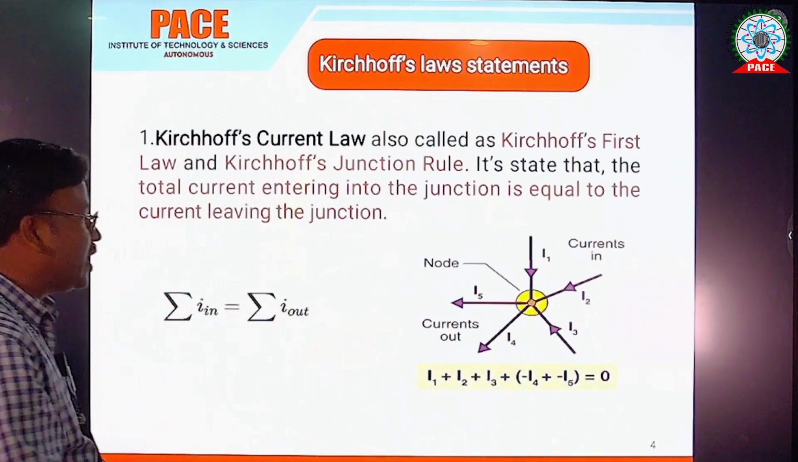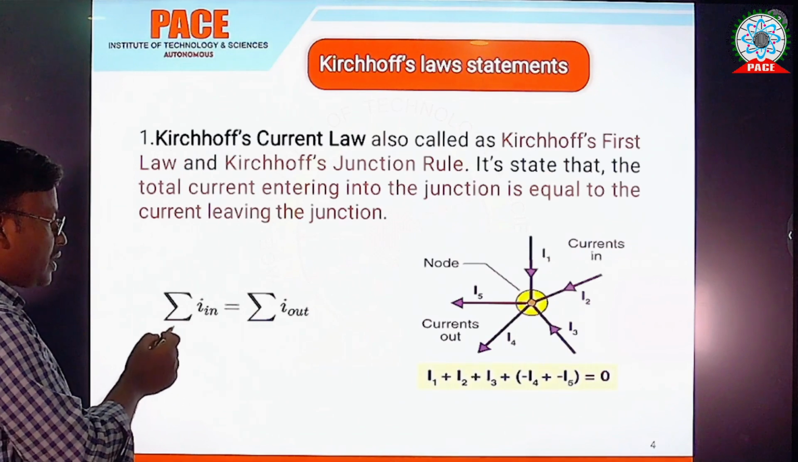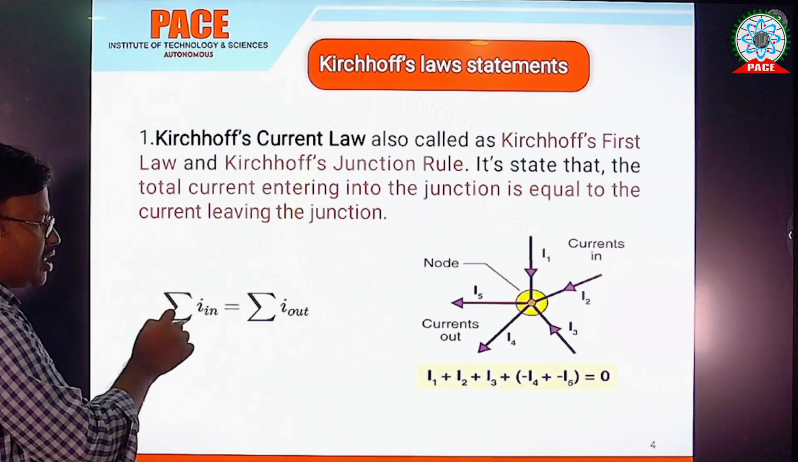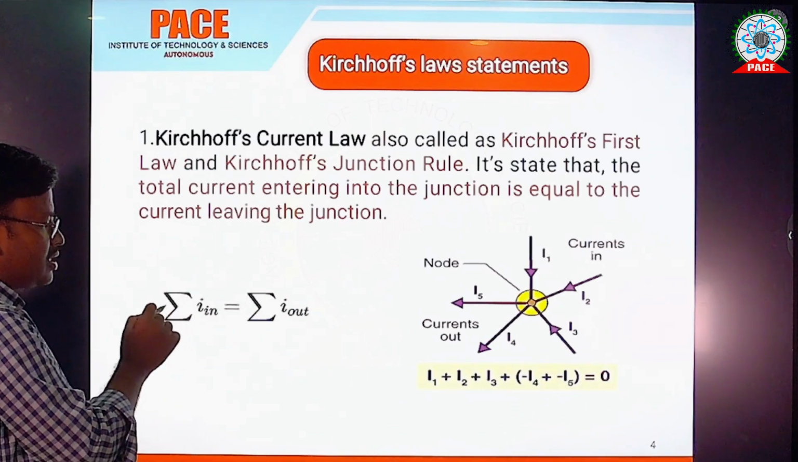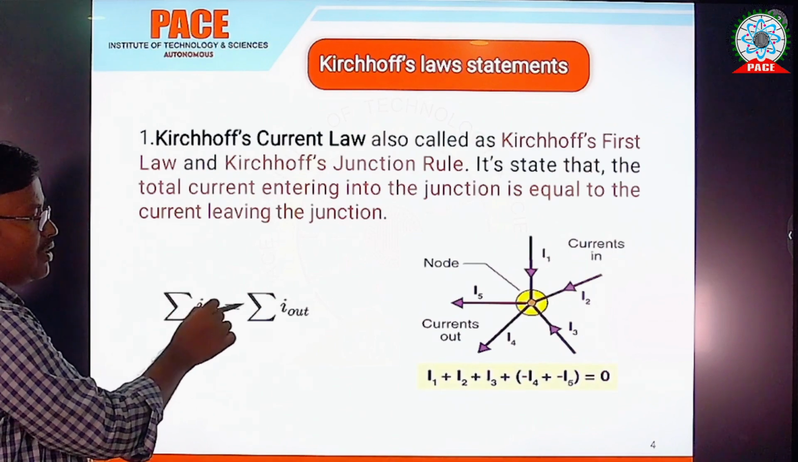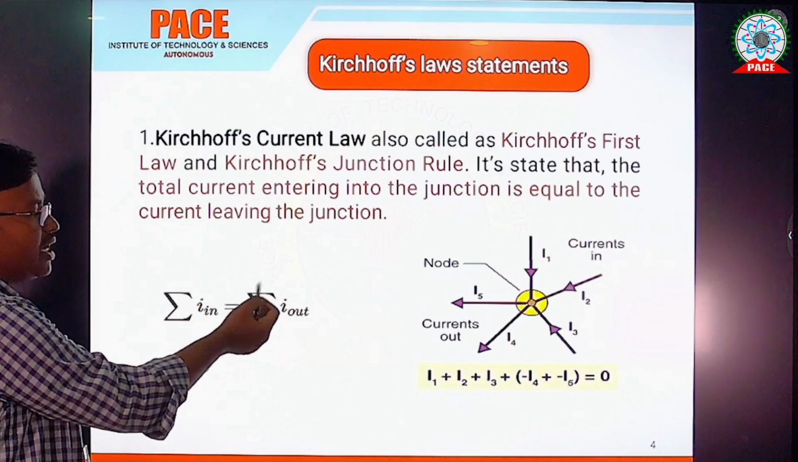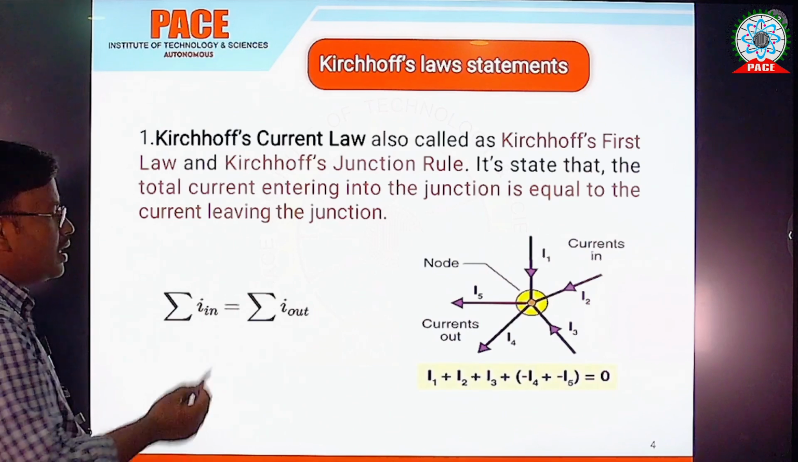We can also write that the summation of I in, the current entering the junction, is equal to the summation of I out, which means the outgoing current.